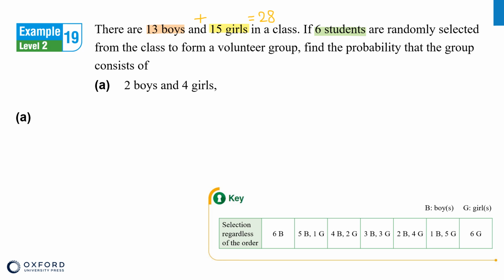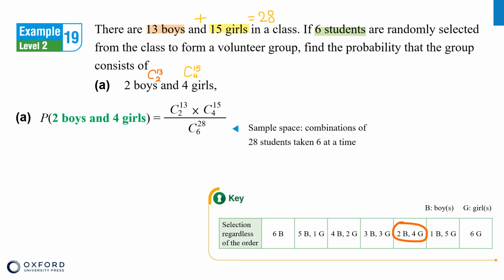Part A. The probability that a group consists of 2 boys and 4 girls. So we are looking at this case. 13 boys taken 2 at a time and 15 girls taken 4 at a time. The number of ways of selection is 13C2 times 15C4 divided by 28C6. Using calculator, the answer is 13/46.